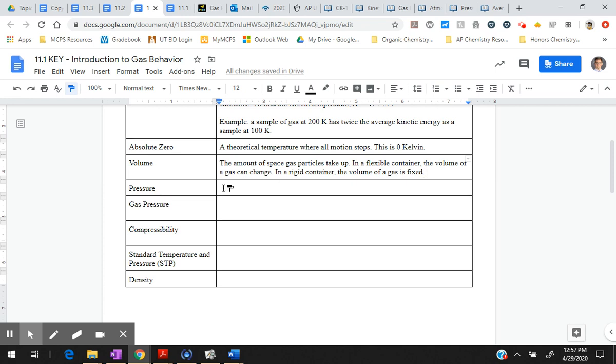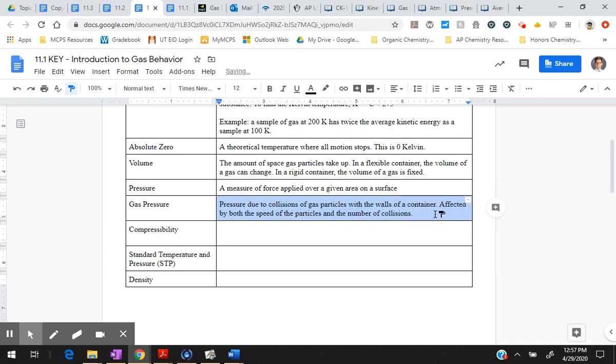For pressure, pressure is the amount of force applied over a given area on a surface, so it's the force per unit area, but we're primarily talking about it in terms of gas pressure in this unit, which is due to collisions of gas particles with the walls of a container. The gas pressure can be affected by both the speed of the particles and the number of collisions the gas particles have with the walls of the container.